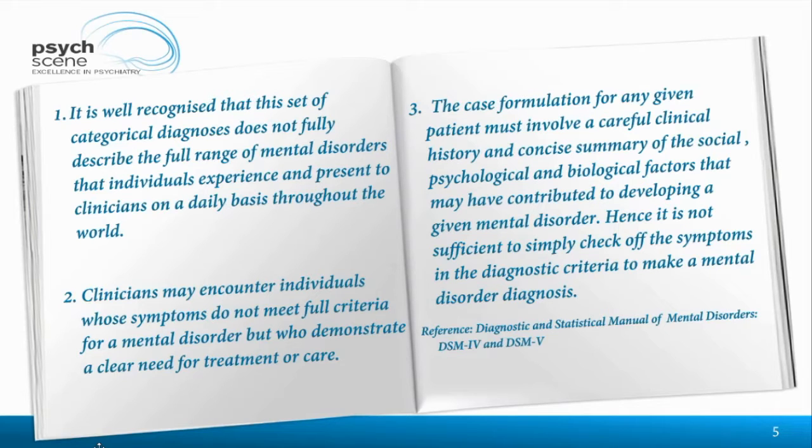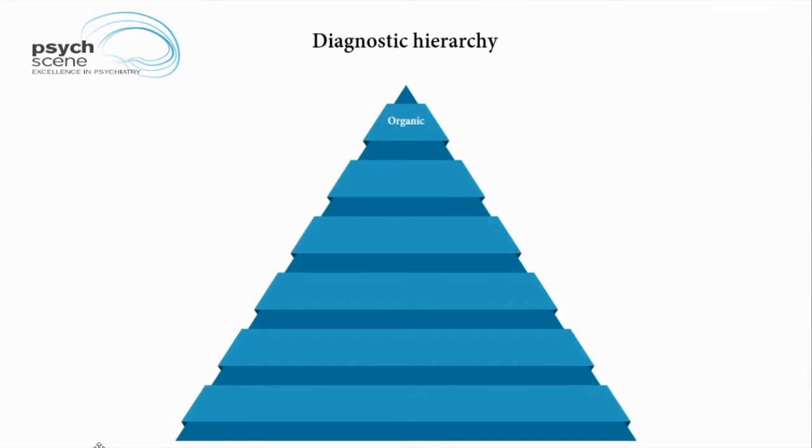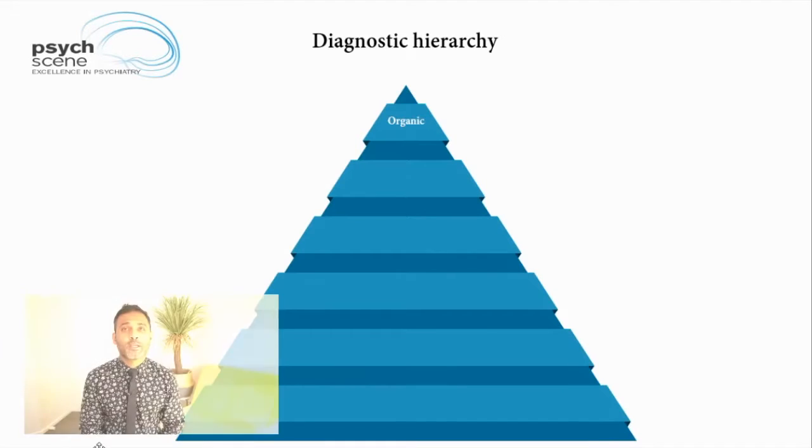The case formulation for any given patient must involve a careful clinical history and a concise summary of the social, psychological, and biological factors that may have contributed to developing a given mental disorder. Hence, it is not sufficient to simply check off the symptoms in the diagnostic criteria to make a mental disorder diagnosis. So therefore, how do we arrive at an understanding of diagnoses?